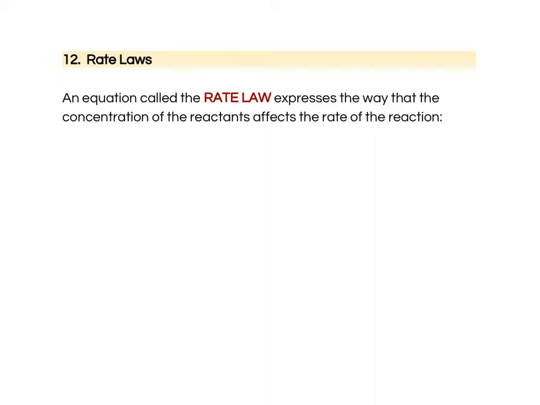So for example, if I have a reaction A plus B, where A and B are any reactants, just simplifying it here instead of putting formulas. If A and B react to make products, then the rate law looks like this. We say that the rate is going to be proportional to both the concentration of A and B raised to some exponent, N and M, which we're going to figure out today, and that's part of what needs to be done when determining a rate law.